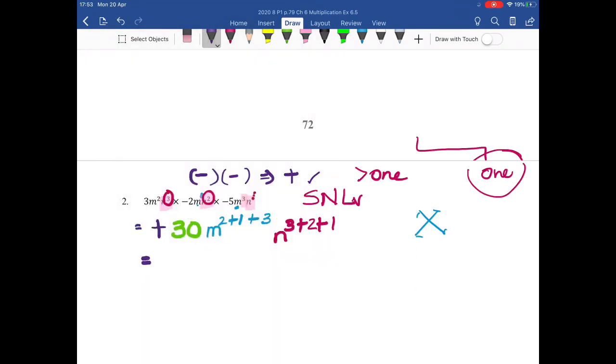So positive, we don't write it. If you're 14 years old, we just say 14, so we don't need to write the positive. So that is 30 M, 2 plus 1 is 3, 3 plus 3 is 6, N, 3 plus 2 is 5, plus 1 is 6. So that is my answer.